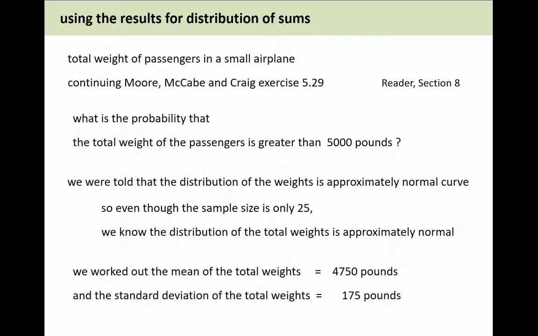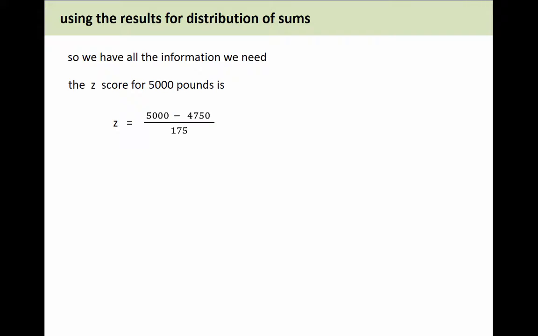So all we need to do to answer this question is to say the z-score for 5,000 pounds is going to be 5,000 minus the mean, 4750, divided by the standard deviation of 175. And even though we're now working with standard deviations for a sum or a total and means for a sum or a total, the z-score part works out exactly the same. This is about 250 over 175, a z-score of about 1.43.